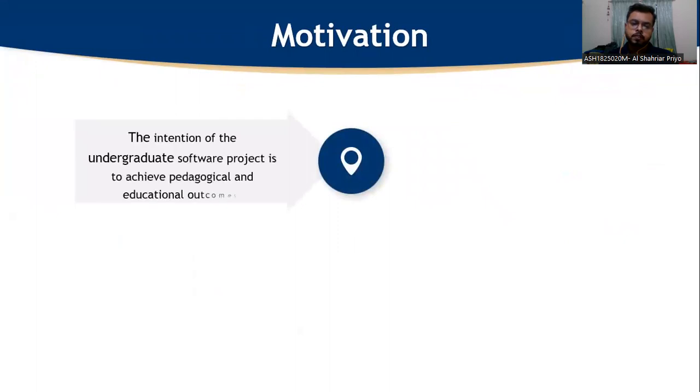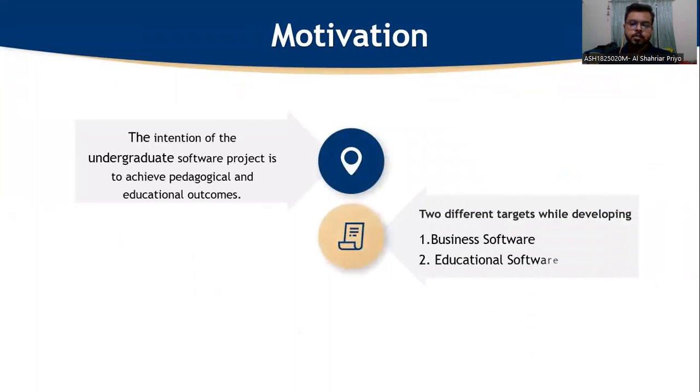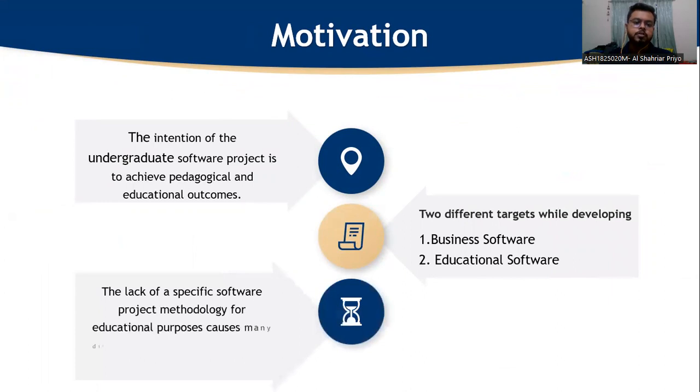Motivation for this research paper. The intention of an undergraduate project is to achieve pedagogical and educational outcomes, and there are 2 different targets while developing: one is business software and the other is educational software. Those 2 types of software have 2 types of purposes. The lack of a specific software product methodology for educational purposes causes many difficulties for students, and easing and reducing that difficulty is the main concern of this paper.